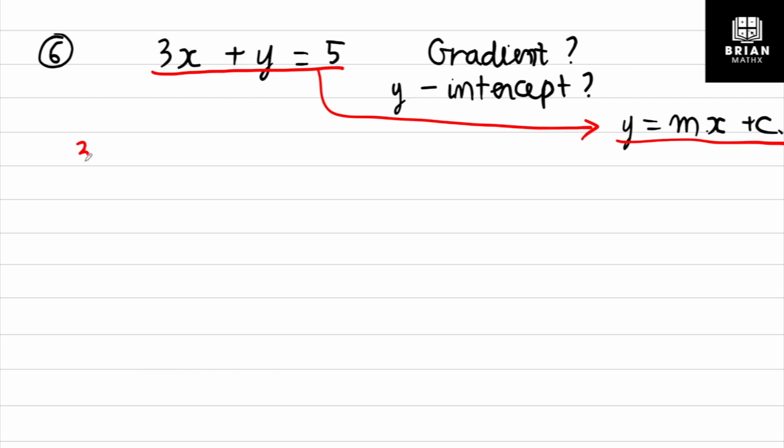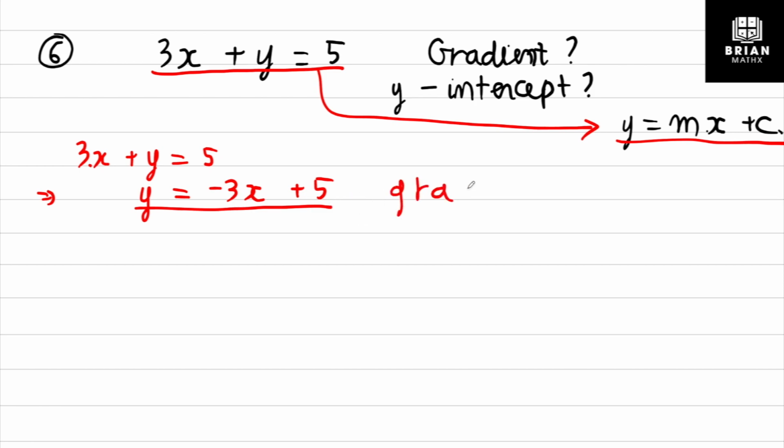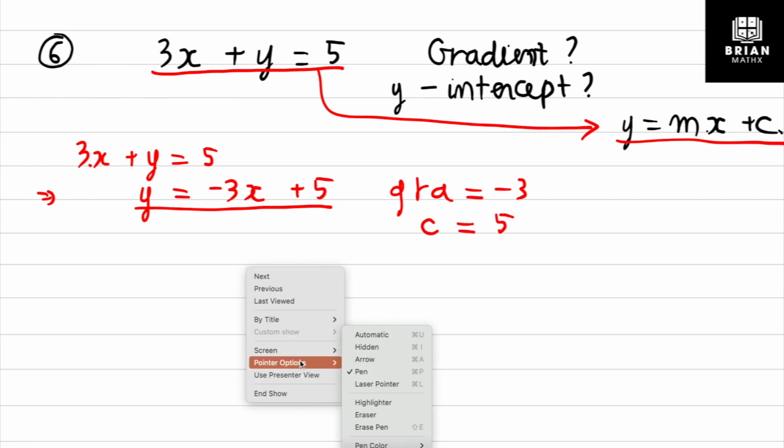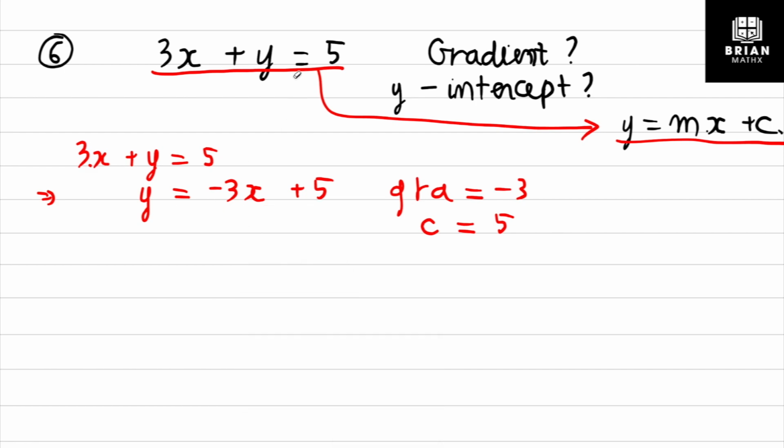By algebra, it's very easy. You can see here, I will move 3x from the left hand side to the right hand side, and then I have this form. From this form, it's very easy: the gradient will be negative 3 and the y-intercept is 5. That is very easy, but we need more steps.